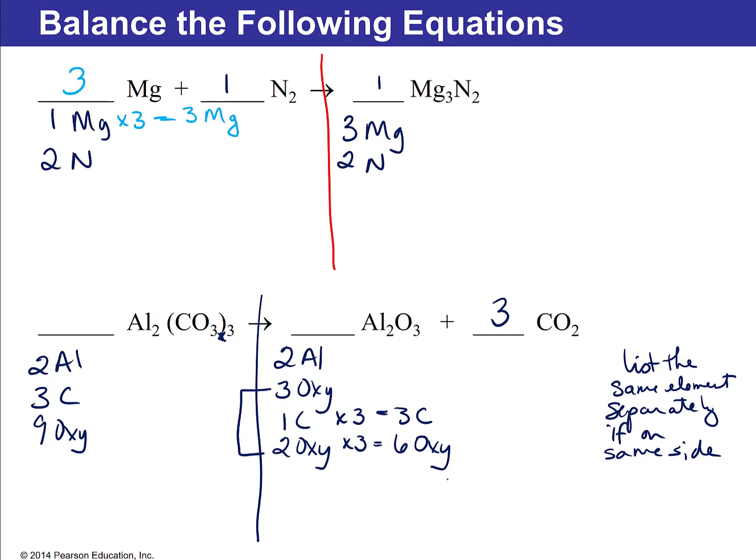Okay, when you do it, then go back and look. Did you mess up your aluminum? Because sometimes that happens. That's okay. If it ends up changing one that was balanced and now it's not, just go back and rebalance them. Aluminum and aluminum are balanced. Carbon and carbon are balanced.